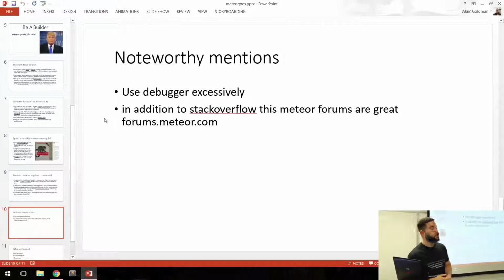So the next thing that I wanted to point out is to use Debugger excessively. And I know I'm totally preaching to the choir because most of you are programmers, but you kind of have to see how information gets passed in a Meteor application. So definitely use Debugger excessively.